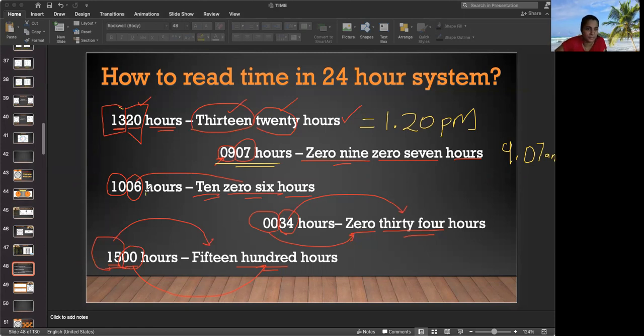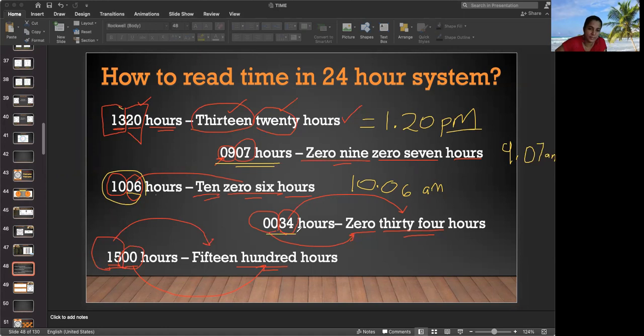Now, how about this? 1006. Again, 10 is for the hour. You put your dot now, and then 06 is for your minutes. So it's 10:06 AM. So remember, anything more than 12 hours, when it becomes afternoon, is PM. Anything before 12 is still AM. It's still in the first half of the day.